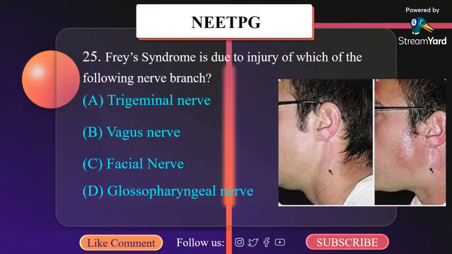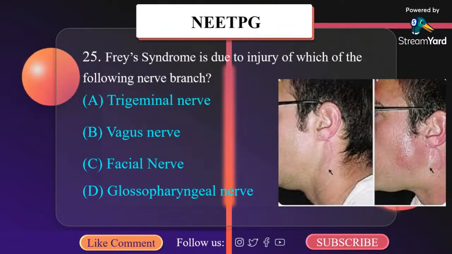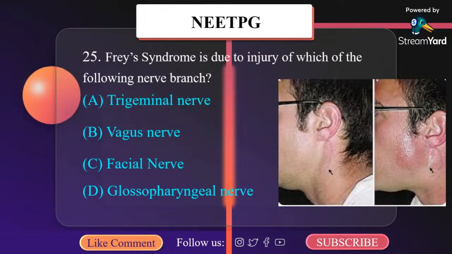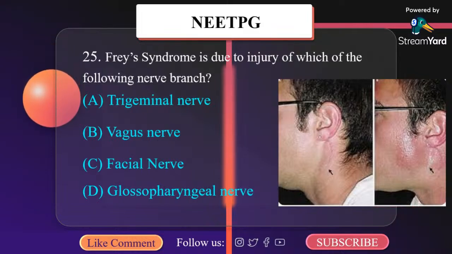Frey syndrome is due to injury of which of the following nerve branch? A. Trigeminal nerve, B. Vagus nerve, C. Facial nerve, D. Glossopharyngeal nerve. Correct answer here is trigeminal nerve. Auriculotemporal nerve is the postganglionic parasympathetic nerve, which on injury during parotid surgery results in gustatory sweating syndrome known as Frey syndrome after 2 to 3 months.